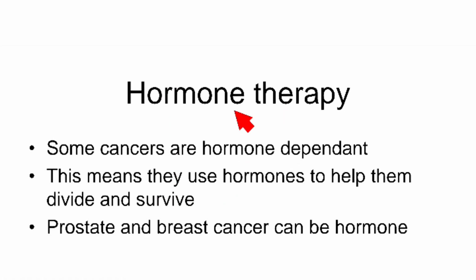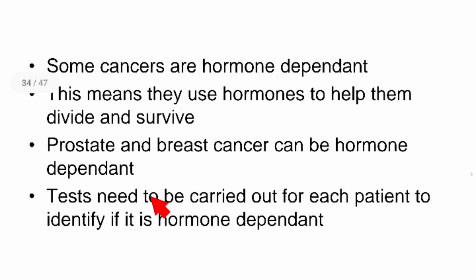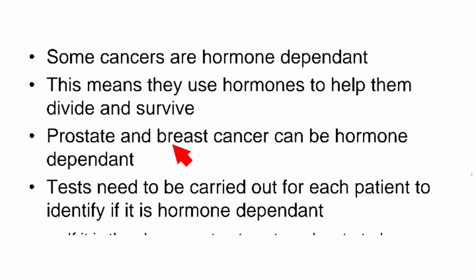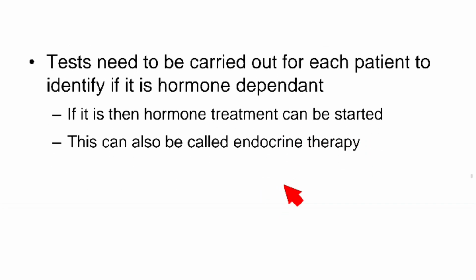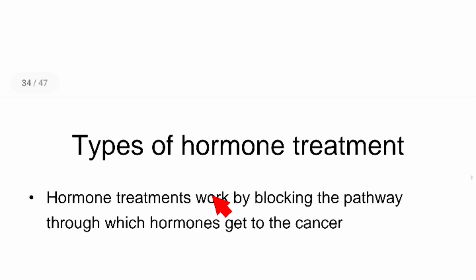Hormone therapy. Some cancers are hormone dependent. This means they use hormones to help them divide and survive. Prostate and breast cancer can be hormone dependent. Tests need to be carried out for each patient to identify if it is hormone dependent. If it is, then hormone treatment can be started. This can also be called endocrine therapy.